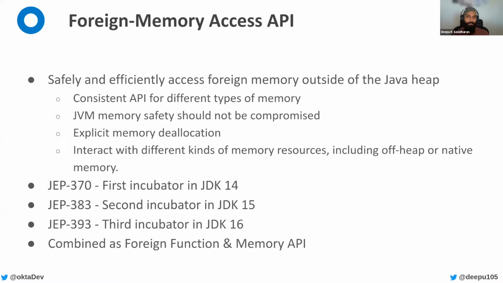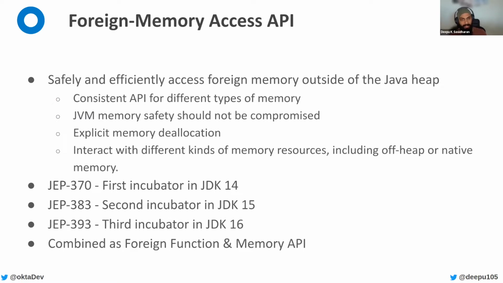So the first piece of the puzzle is the Foreign Memory Access API. This was first incubated in JDK 14. And after 3 incubations, there's a new JEP that combines this into the Foreign Function and Memory API. So the goals of the Foreign Memory Access API are to be safe and efficient in accessing foreign memory outside of the Java heap. That means a consistent API for different types of memory. JVM memory safety should not be compromised. We'll come to that later.